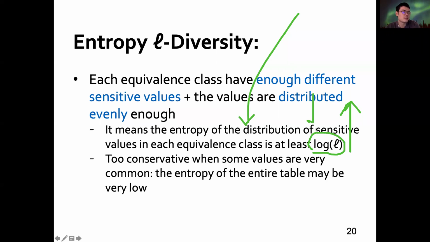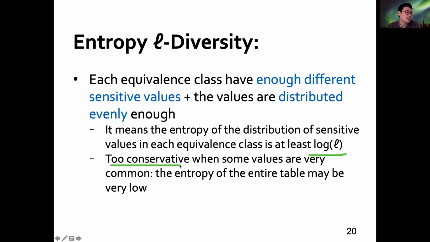This is a degree of evenness of distribution. If you have more values, you can be a little bit less uniform. So this is a threshold. But as you can see, this is quite strict, right? If you have exactly L values, then you need to be totally evenly distributed. So this is too conservative.